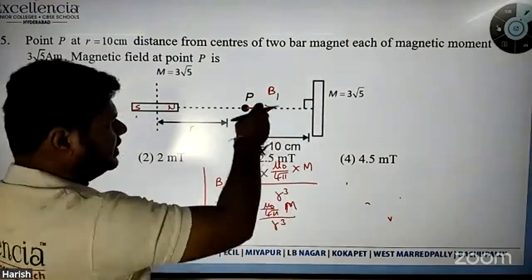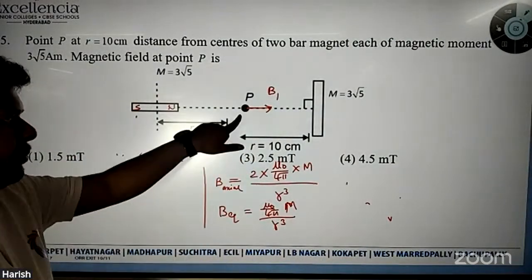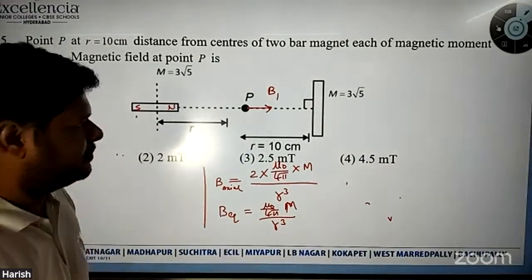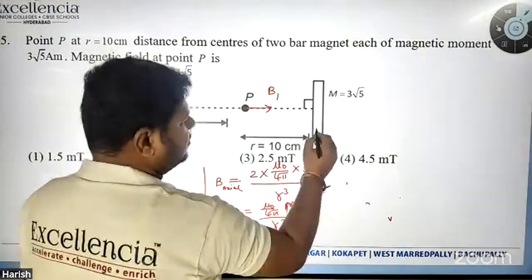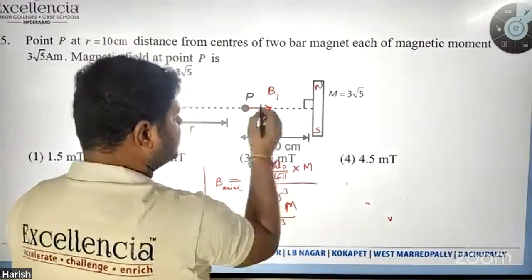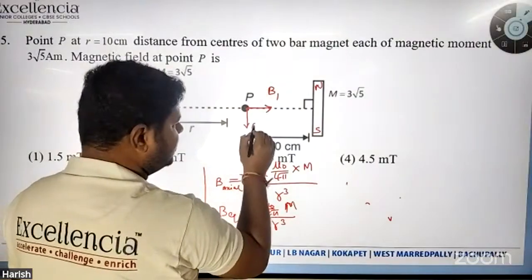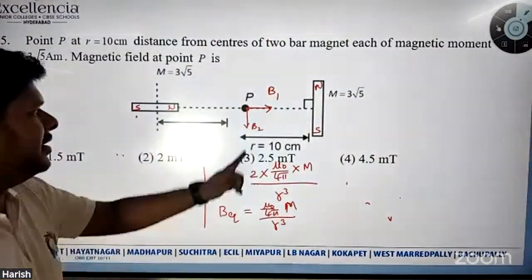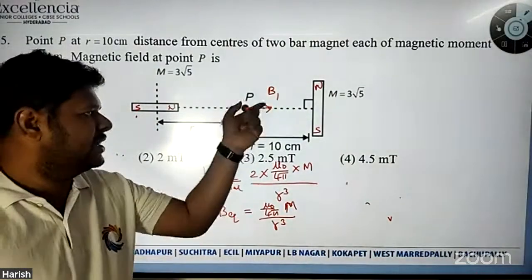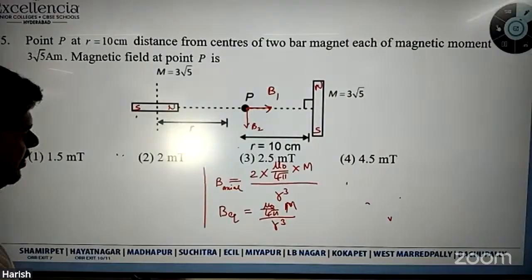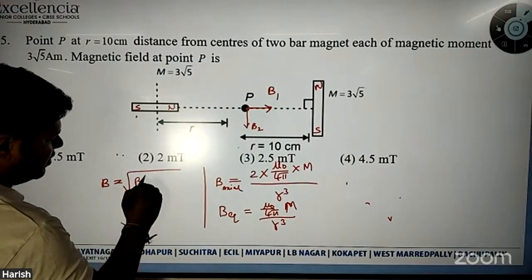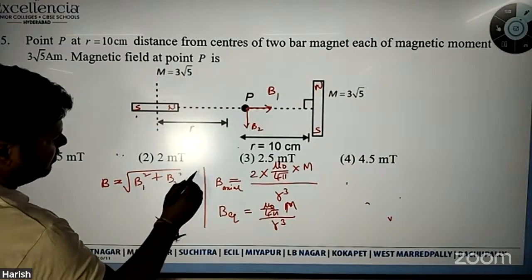And for the second bar magnet, the point is on the equatorial line. So this formula is supposed to be used. Okay. Now assume this is south, and this is north. So dipole moment will be upwards. So magnetic field will be opposite to that. So B1 is the magnetic field due to this one, and B2 is the magnetic field due to this one. So as you can see, both are perpendicular. So net magnetic field B will be equal to root of B1 square plus B2 square.